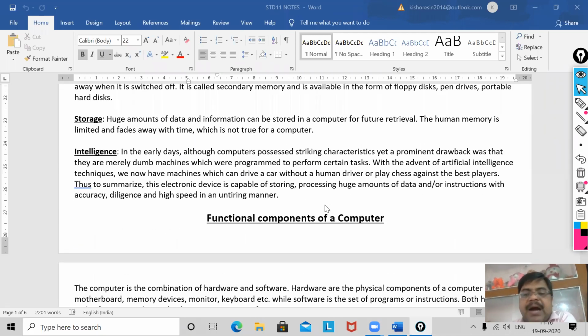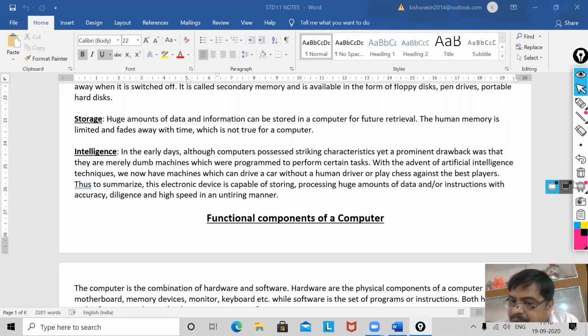Now the next part is intelligence. The best example I am giving you, my dear, you have seen the cars. Some cars are without a human, that is, there is no need of a driver. Here artificial intelligence means what? That means it is a technique through which your car will move on the road automatically.